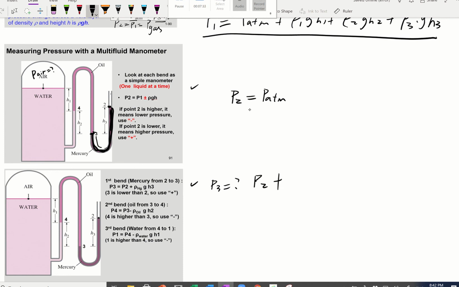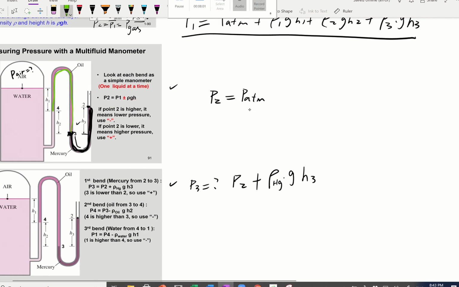How much higher? It's going to be rho Hg, that's mercury, because we're in the mercury layer, times g. The difference between 2 and 3 is this value, H3. So now you figure out the pressure at point 3 from the mercury layer. And then we're going to go to the second layer, which is this layer right here, our oil layer.